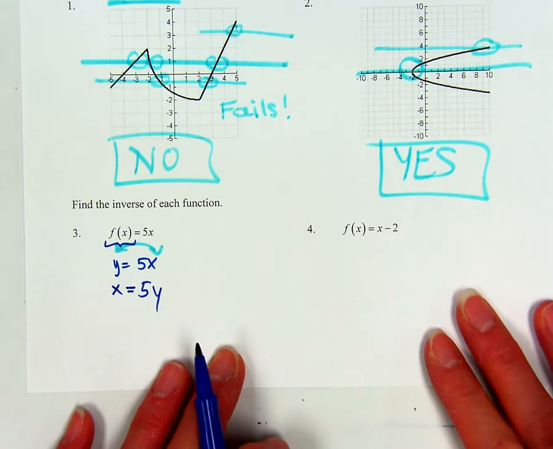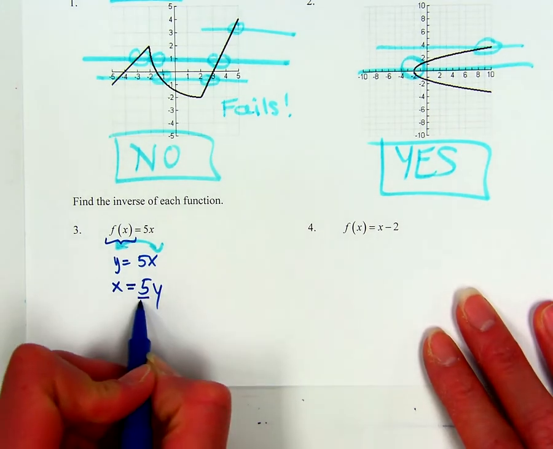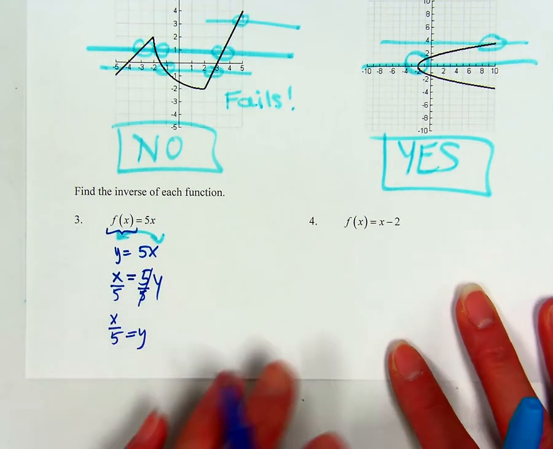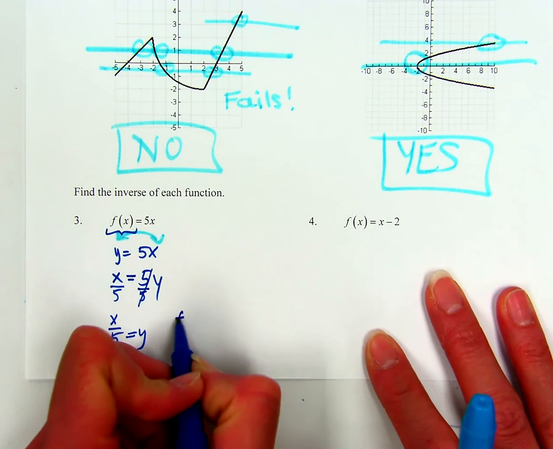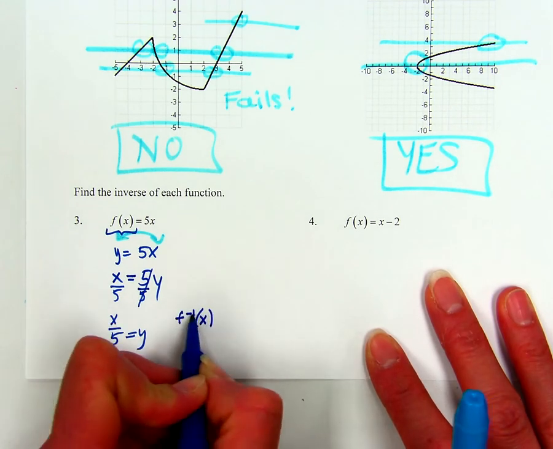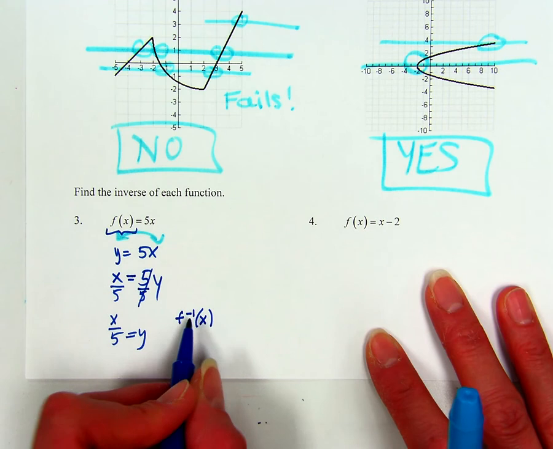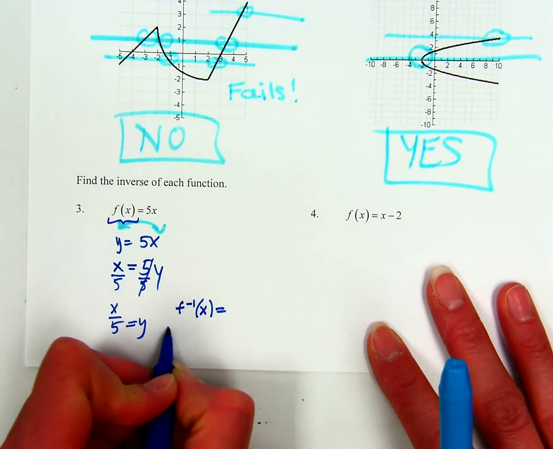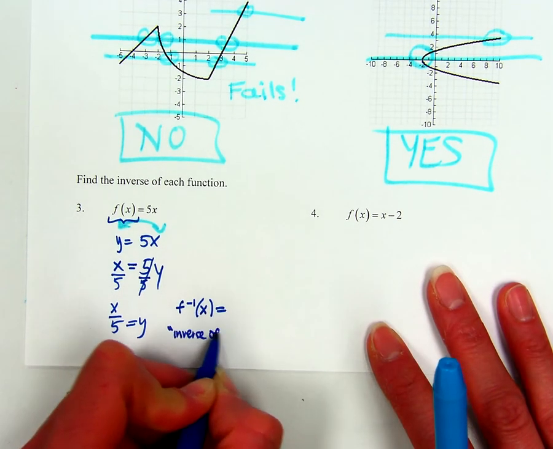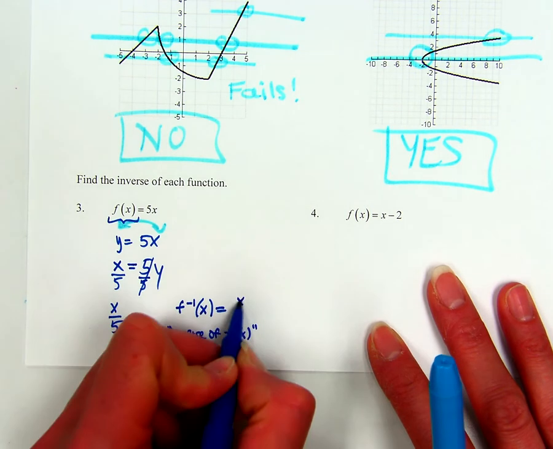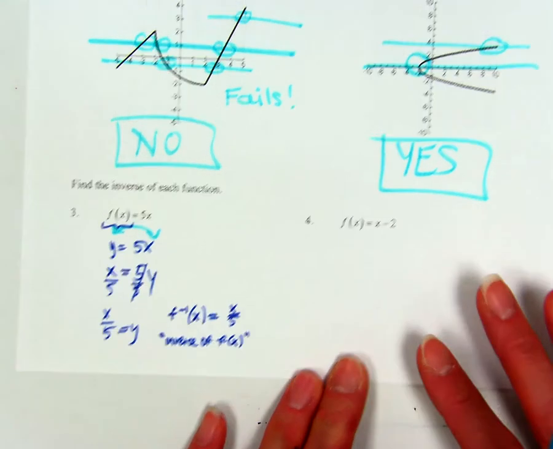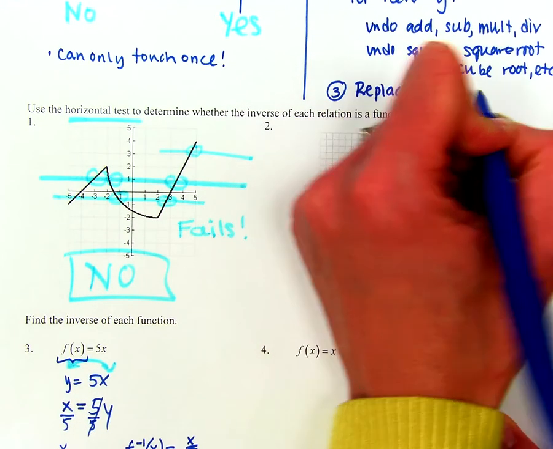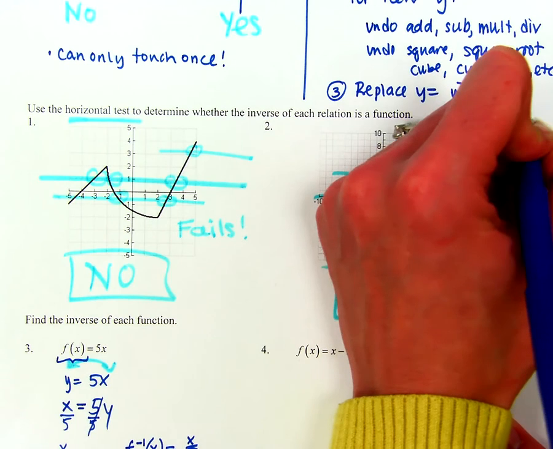But now I need to get my new y by itself. So how would I get this by itself? I need to divide by 5. So I have x over 5 equals y. Now, you're going to sometimes see this written with function notation. The inverse of something uses this -1 symbol. So the inverse of f of x is f with a -1 of x. You just call it the inverse of f of x. And that equals x over 5. So maybe as our last step here, we'll add on a third step: replace y equals with the inverse symbol.